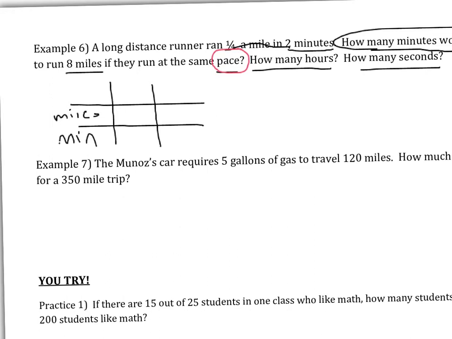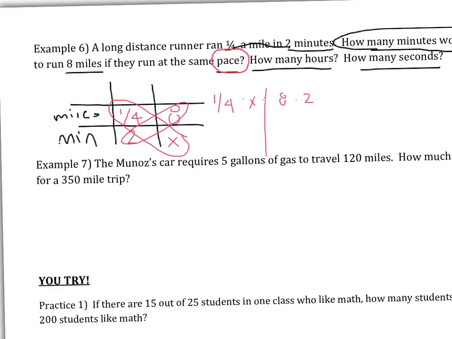So, we know he runs 1/4 of a mile in 2 minutes. At that same pace, how long does it take for him to run 8 miles? Well, 8 is a measurement of miles, so I'm going to put that with miles. And I'm going to solve for minutes. I'm going to cross multiply: 1/4 times x, and 8 times 2.